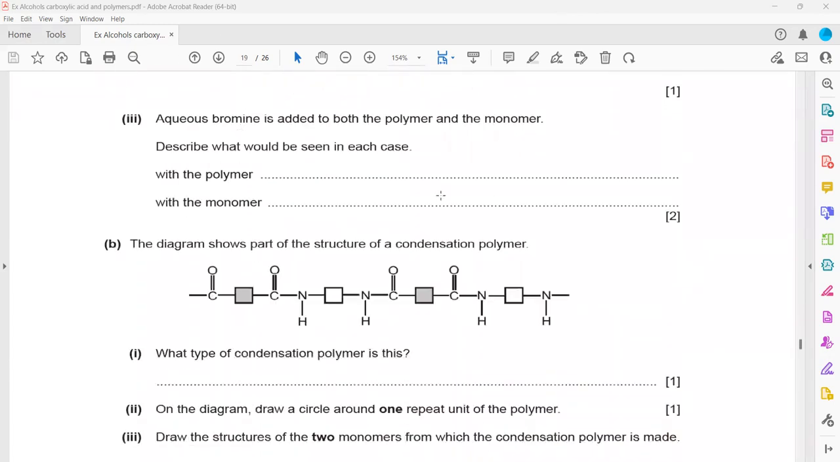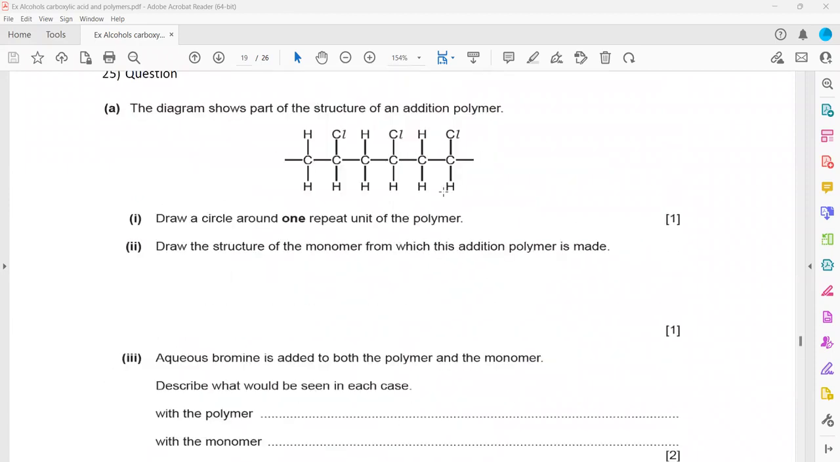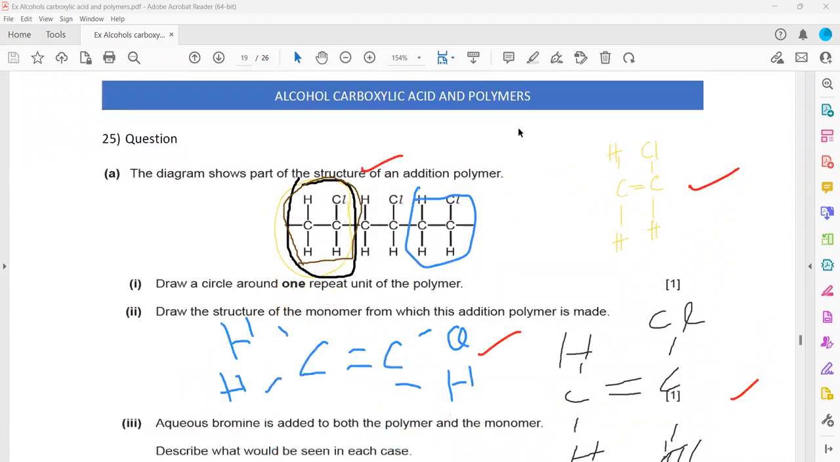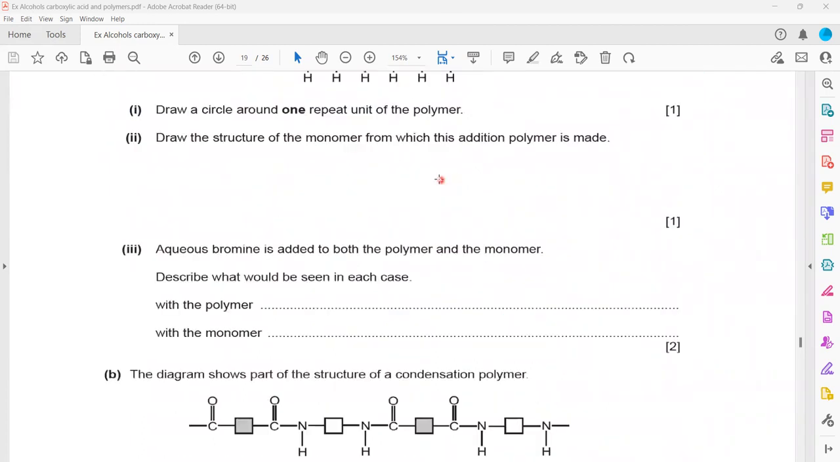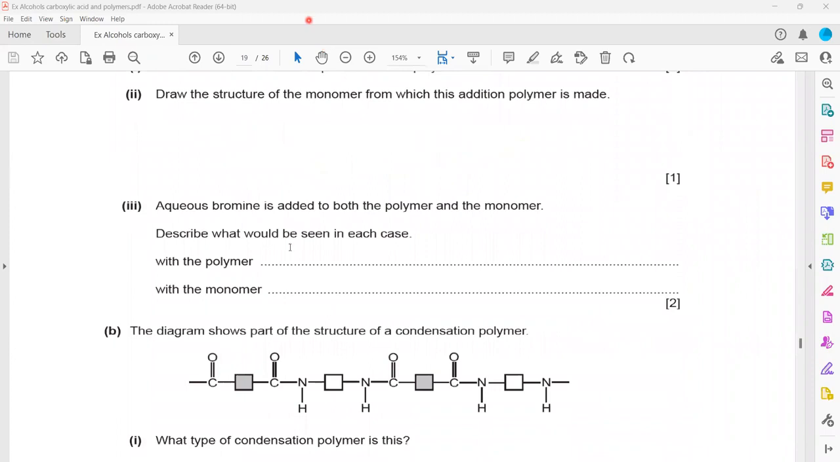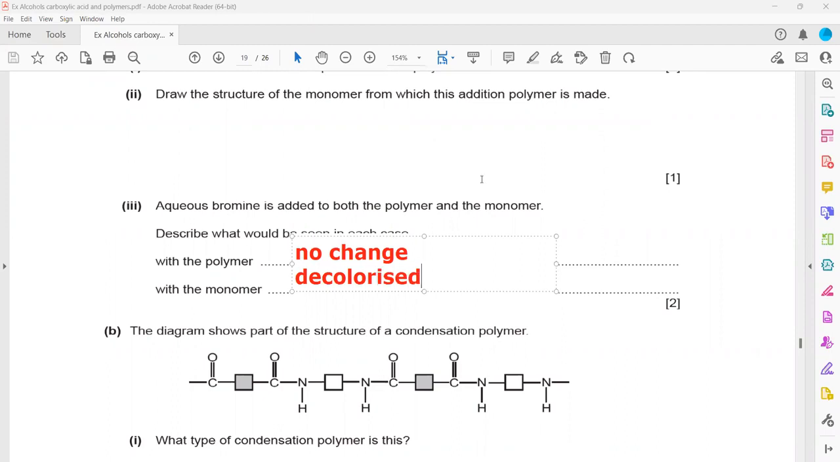Then aqueous bromine is added to both polymer and monomer. As you can see, when you drew the structure of the polymer, the polymer is saturated, so it stays orange brown. It won't change. But the monomer is unsaturated, so it turns colorless from orange brown. So with the polymer, there will be no change in color, but with the monomer, it will decolorize. You can mention it turns from orange brown to colorless.